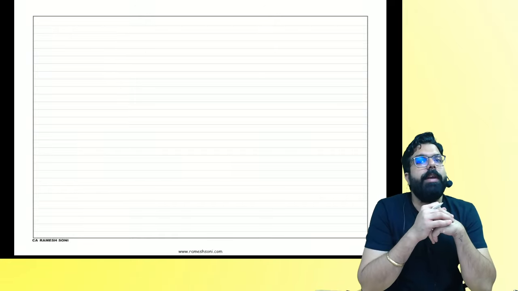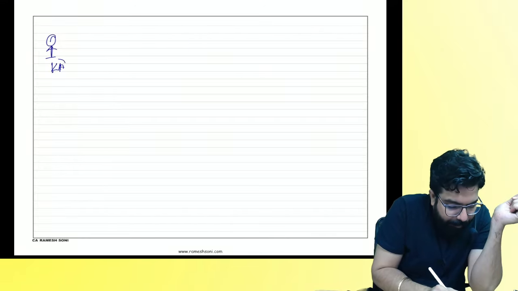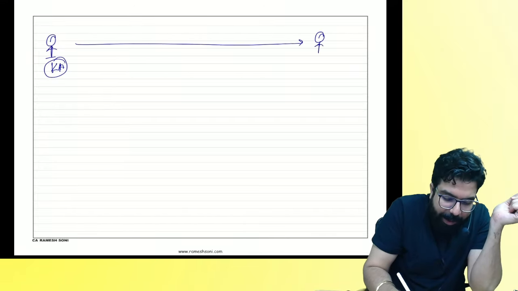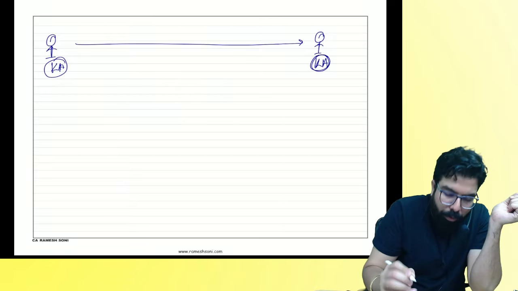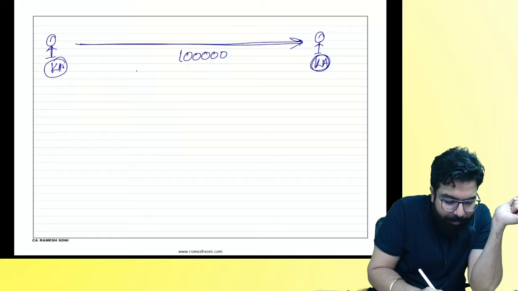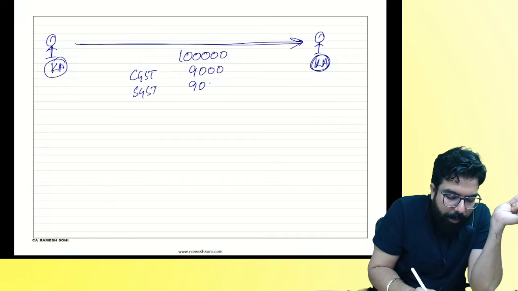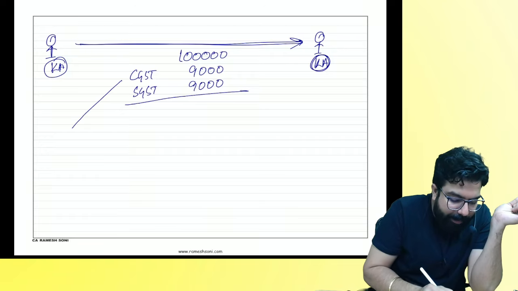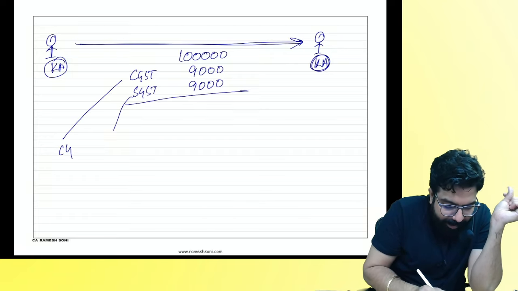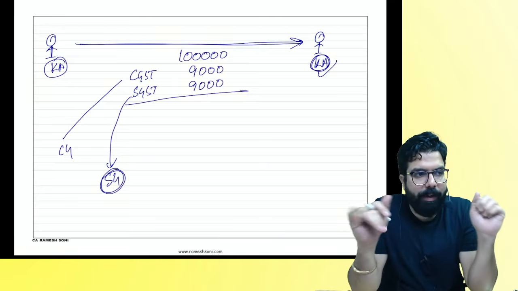See, people, tell me one thing. If I am in the state of Karnataka and I am selling goods in the state of Karnataka only, I sold goods from Karnataka to one person in Karnataka, 1 lakh rupees of goods. Can you tell me what GST I'll charge? CGST how much? 9% for example, and SGST how much? Do you guys agree with me? This CGST will go where? This SGST will go where? Which state government? Do you guys agree with me?